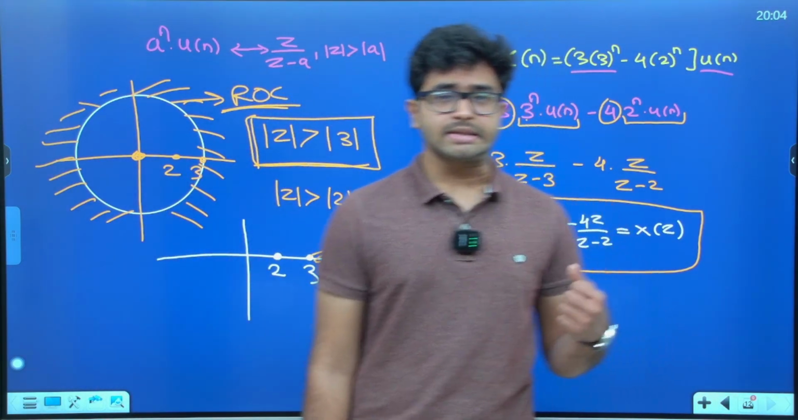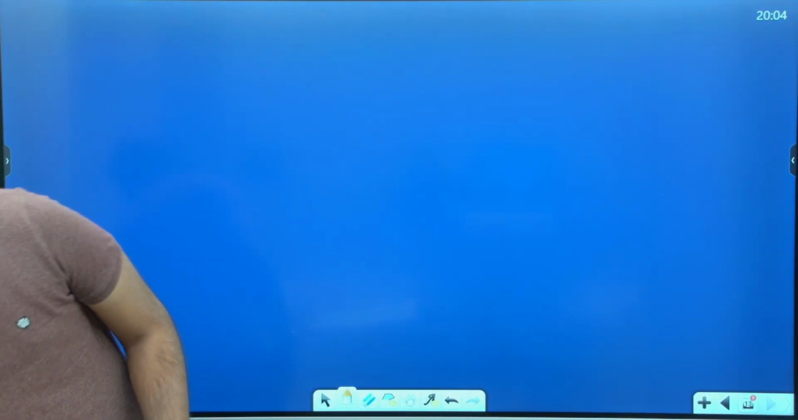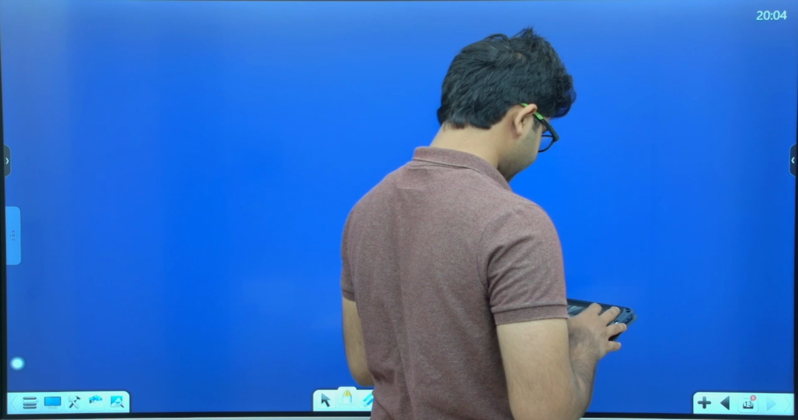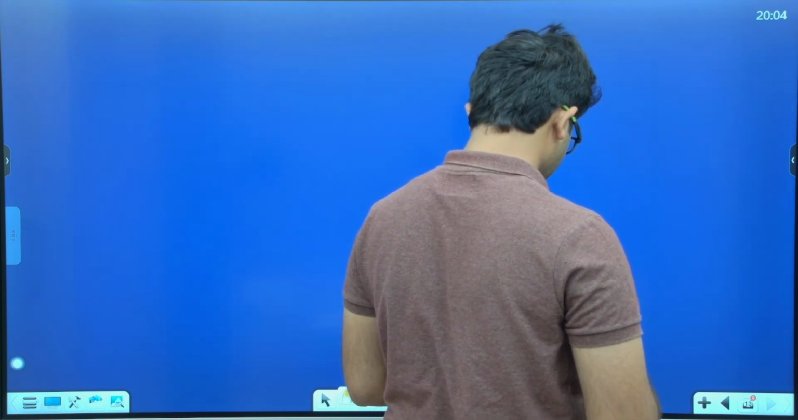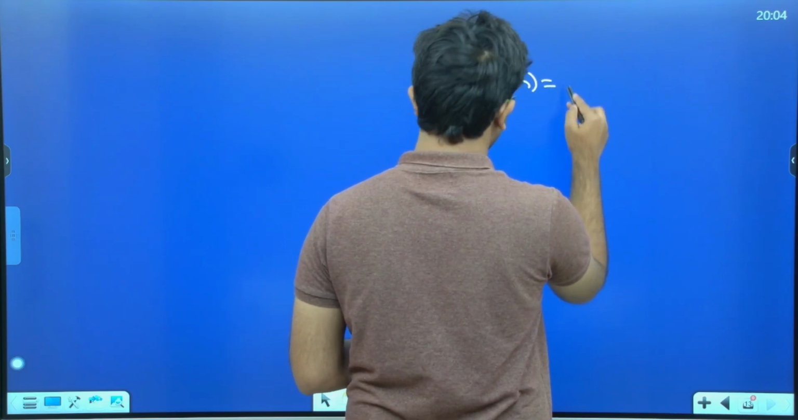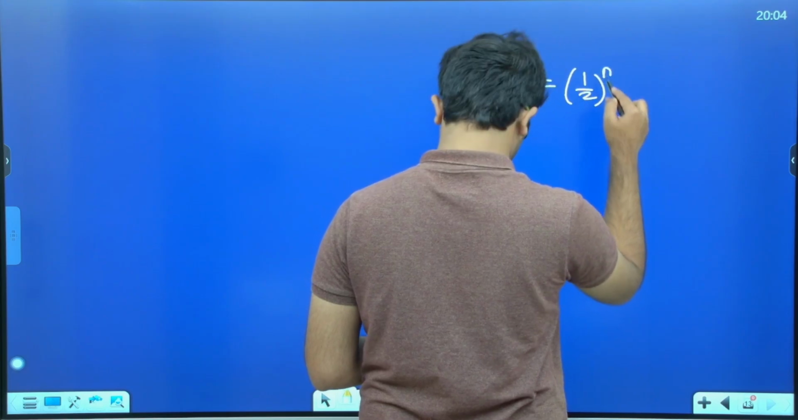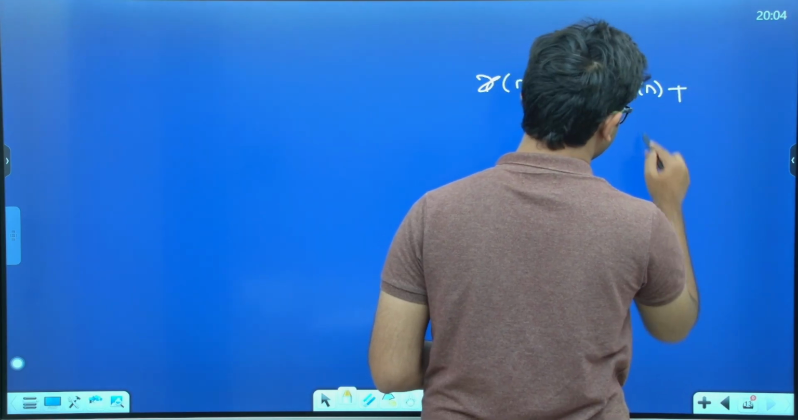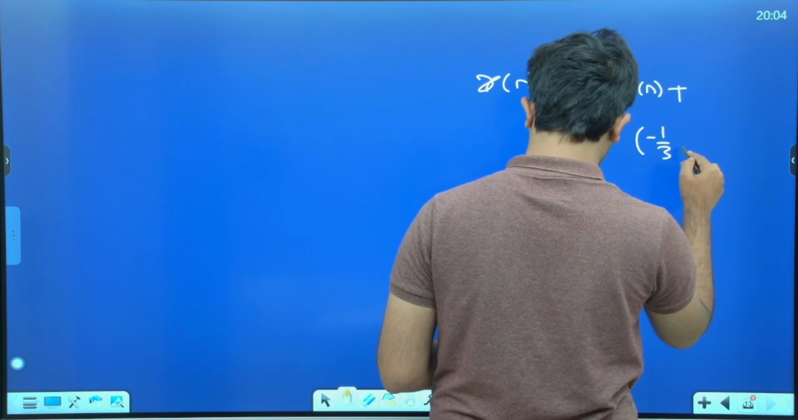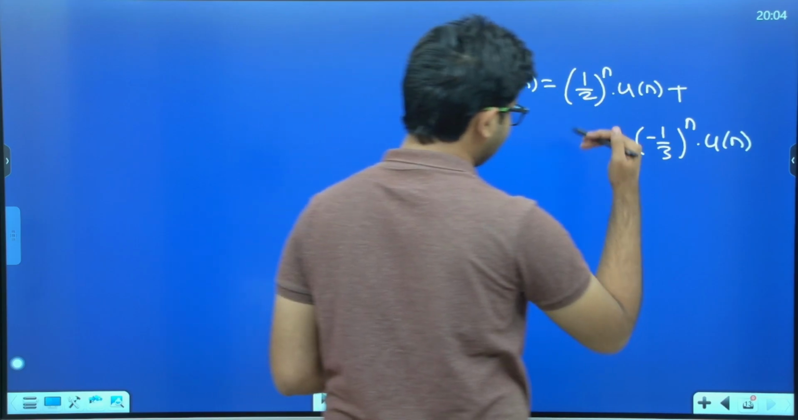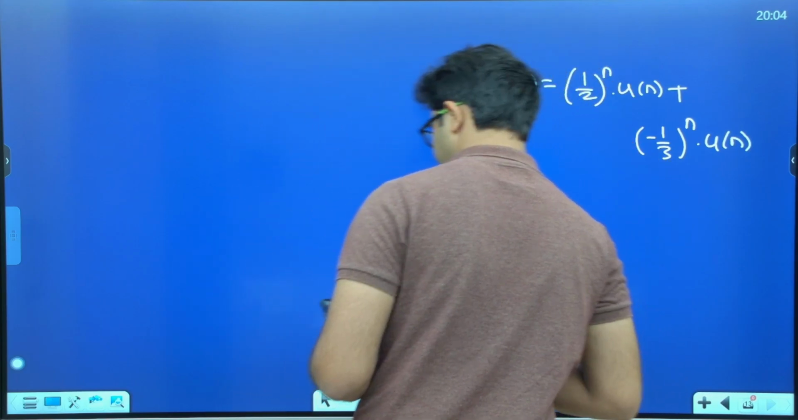Okay, now let's discuss one more important example. Let's say I have some kind of value. The example is x of n equals (1/2)^n u of n minus (1/3)^n u of n. This example is given.